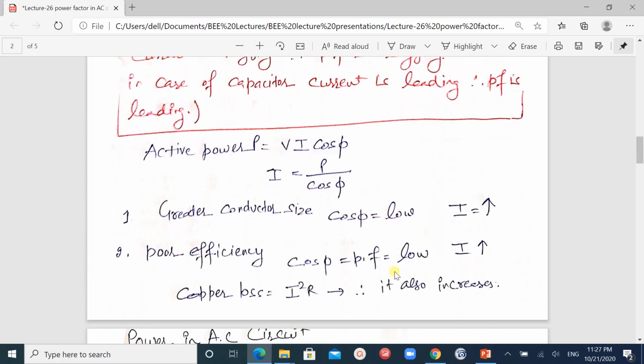Then active power. Active power is P. It is VI cos phi, or I is equal to P upon V cos phi.